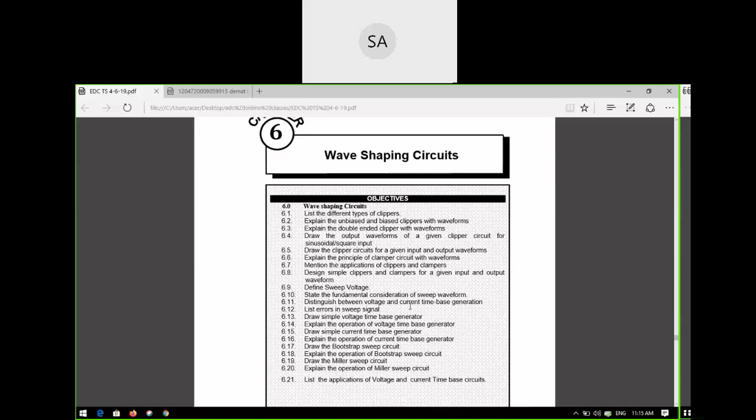Mainly these clippers and clampers are used for DC insertion and noise elimination purposes. In order to eliminate the noise present in the waveform, clippers can be used. So clippers are used for noise elimination. Clampers are used for the insertion of DC voltages. In order to insert some DC voltage into the waveform, that can be done by clampers.